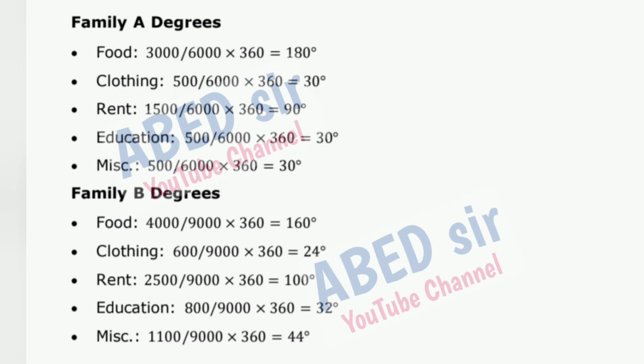Family B degrees. Food 4,000 slash 9,000 times 360 is equal to 160 degrees. Clothing 600 slash 9,000 times 360 is equal to 24 degrees. Rent 2,500 slash 9,000 times 360 is equal to 100 degrees. Education 800 slash 9,000 times 360 is equal to 32 degrees. Misc. 1,100 slash 9,000 times 360 is equal to 44 degrees.